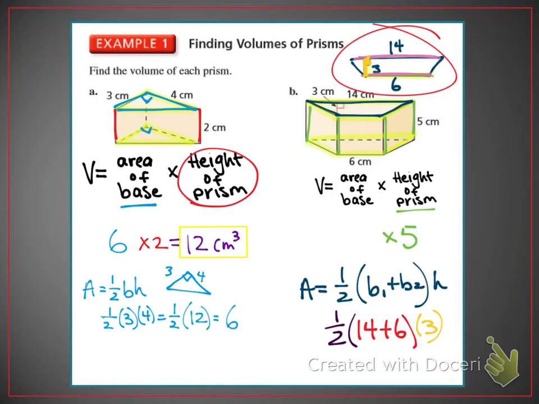Now we just math. 14 plus 6 is 20. And then times 3. It does not matter what order you multiply in. Personally, I find it easier to half an even number. What's half of 20? 10. And then times 3 is 30. Or you could do 20 times 3, which is 60, and then half of that is 30. Either way. So what do I do with this 30? Correct. Multiply it times 5. All right, so 30 times 5 is 150, and it is centimeters cubed.